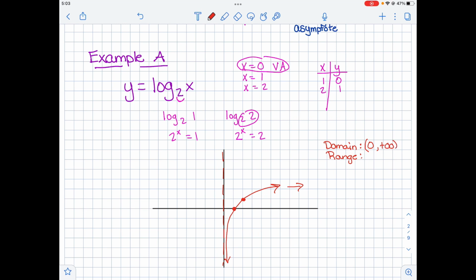Range, opposite of exponential, goes forever at our negative infinity here, and it actually will continue up, even though it doesn't look like it's going that way. It is, over time, continuing up positively. So this is all real numbers, negative infinity to positive infinity.